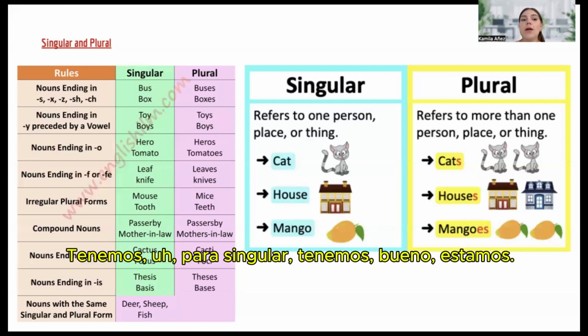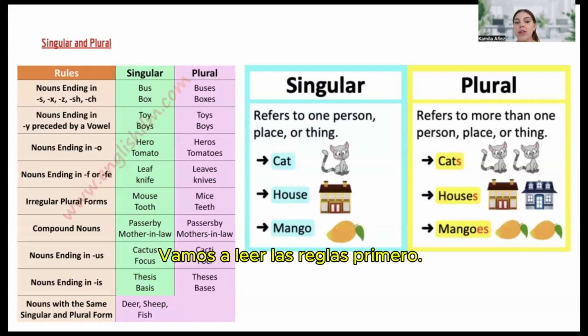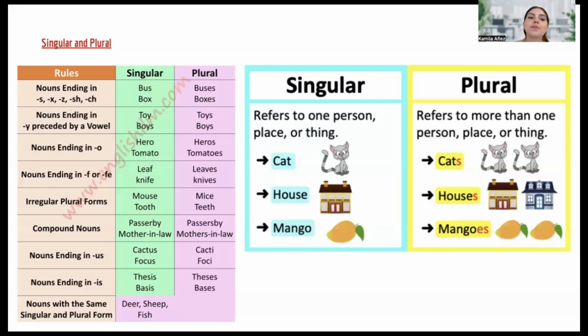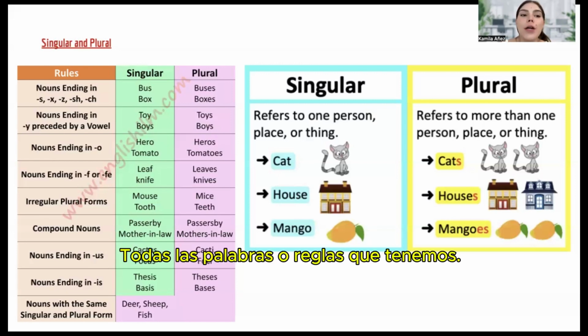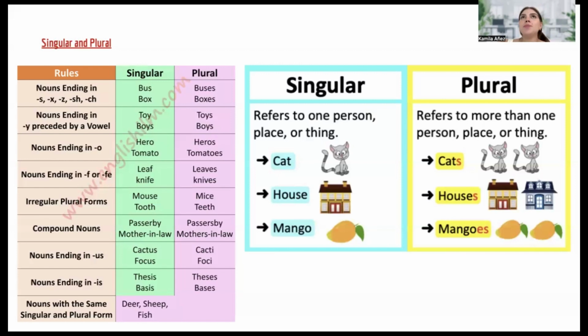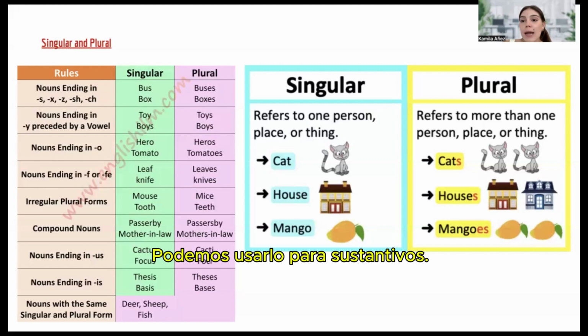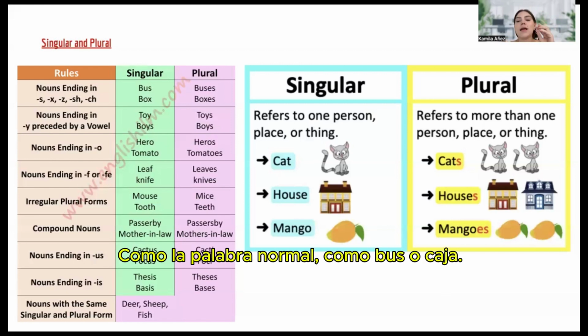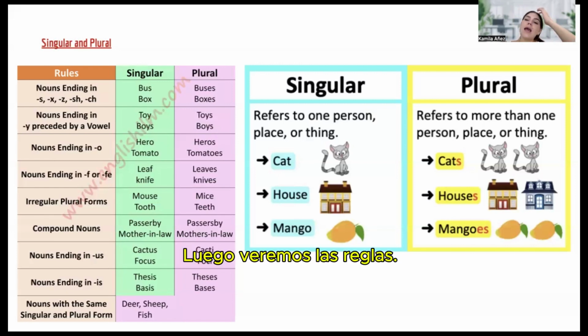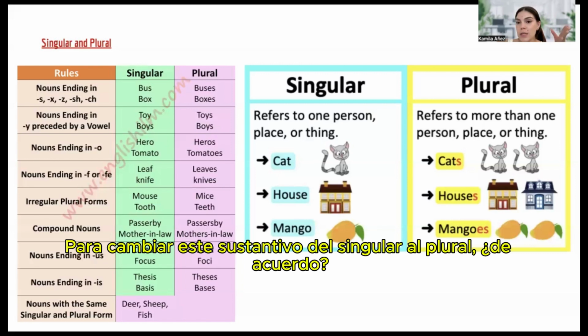We are going to read the rules first, and then we are going to see the examples. Okay. Nouns ending in S, X, Z, SH, and CH. For singular, let's see. Bus, box, plural. So these are all the rules that we have. We can use them for nouns. All right. So we are going to see the word in the base form, like the normal word, as bus or box. And then we are going to see the rules to change this noun from singular to plural.